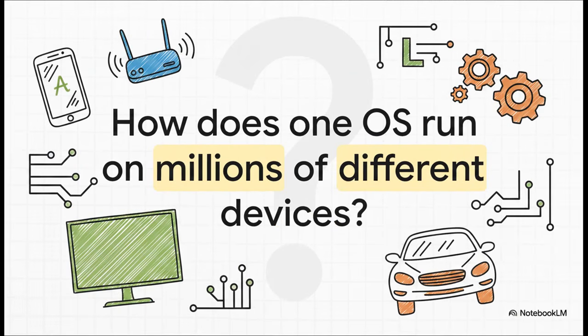So let's just start with this one big question. The Linux kernel, right, it runs on a mind-boggling variety of hardware. We're talking your Android phone, your router, your smart TV, maybe even the computer in your car, they're all probably running Linux. So how? How does one single operating system manage to run on all this wildly different custom-built stuff?